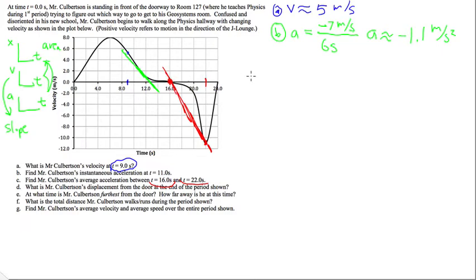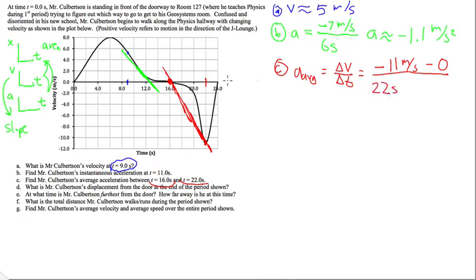Okay, so I'm going to say our average acceleration is then given by rise over run. I'm going to write it as delta V over delta T. So your delta V between here and here, you're ending at negative 11 meters per second and you're starting at 0. So negative 11 meters per second minus 0. And then your delta T, you're ending at 22 seconds, and you're starting at 16 seconds. So this is going to be negative 11 meters per second over 22 minus 16, which is 6 seconds.